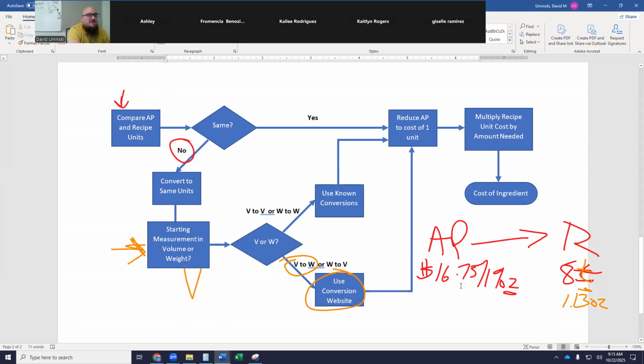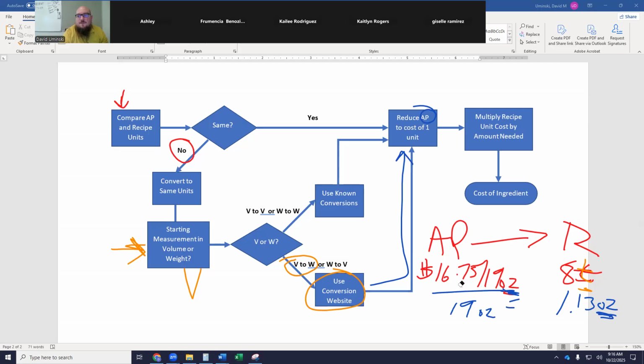So that one, let me change that color because that's not a very good color. Let's go with the dark blue. So 1.13 ounces. And now my units match. So now that my units match, I convert the AP down to the cost of 1 unit. And then I can multiply across. So that's how we would use this flow chart from start to finish of the black peppercorns.